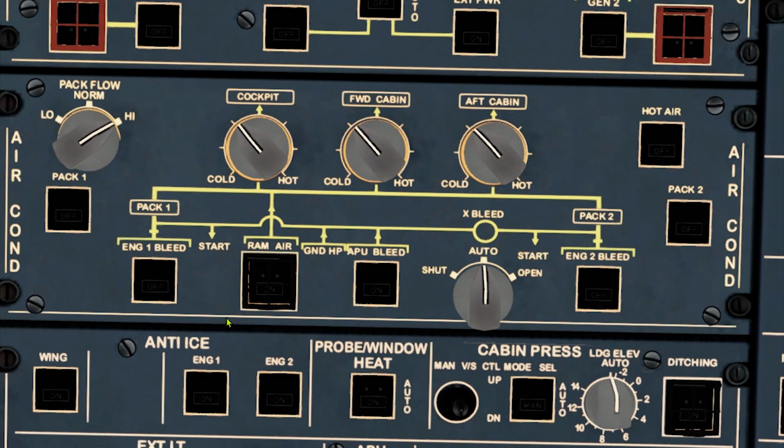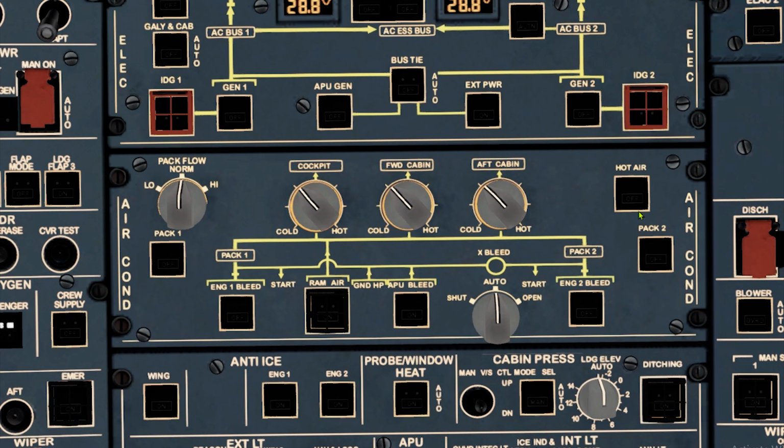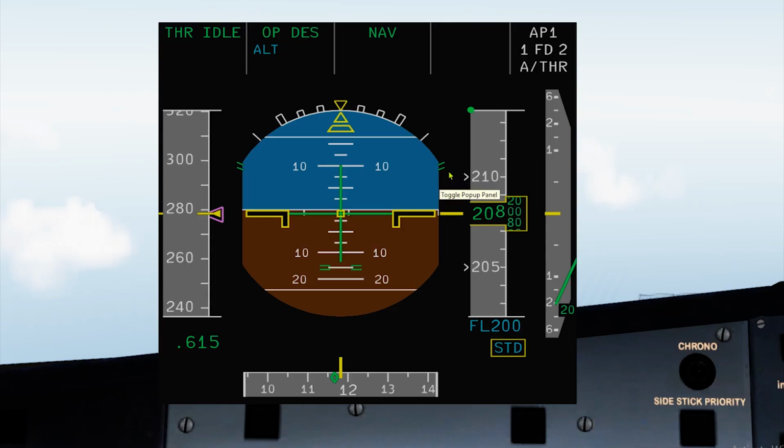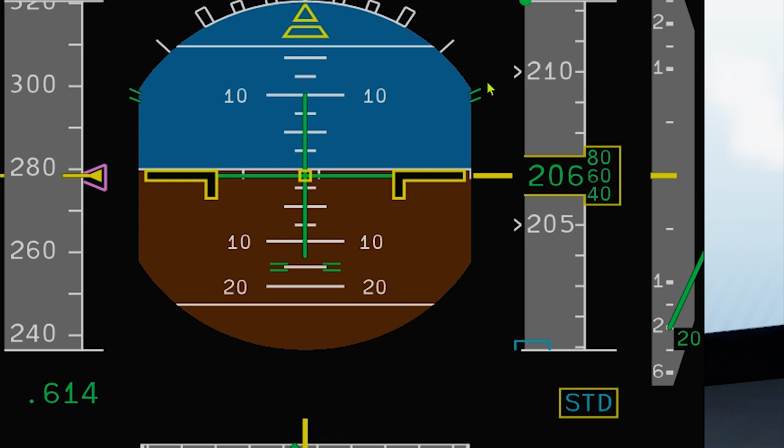If pack 1 is available, pack 2 off. The procedure continues with if APU bleed is available. Pack 1 on, pack 2 on, engine 1 bleed on, engine 2 bleed on, and APU bleed off. This time, at flight level 200, we want to check if we can recover the engine bleed.